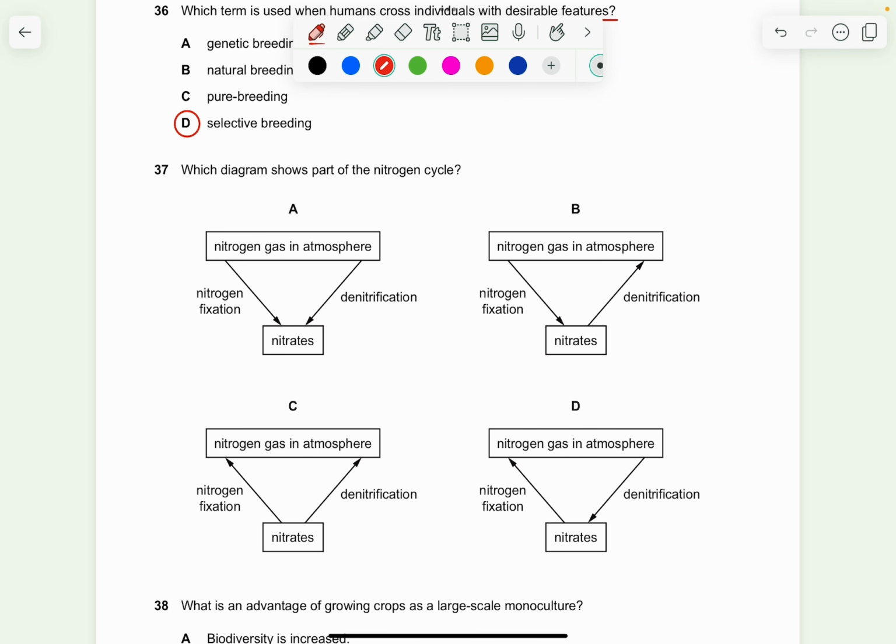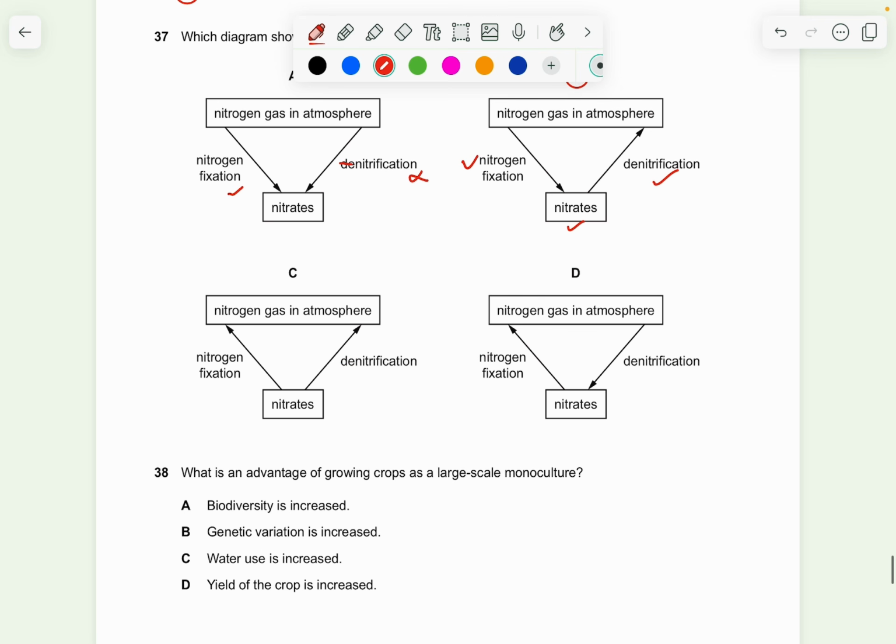So which diagram in question 37 shows part of the nitrogen cycle? So let's see. For A, nitrogen gas in the atmosphere becomes denitrification to nitrates. No, this doesn't make sense. It should be nitrification because you are forming nitrate. And nitrogen fixation, this is correct. Now you look at B. Nitrogen gas in the atmosphere undergoes nitrogen fixation to become nitrates. This is correct. And when it goes back to become a gas, it is denitrification. So B is for now the correct answer.